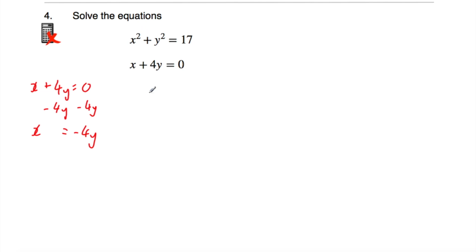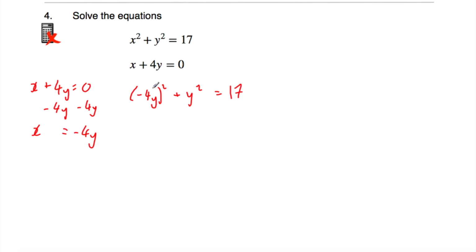So let's do that. Instead of x squared, we're writing minus 4y squared, but be very careful here. Because it's x squared, instead of writing minus 4y squared, we're going to write in brackets minus 4y, squared. It's very important that you put brackets around that minus 4y, because if you just write minus 4y squared, it actually means something very different to minus 4y, all squared. So we've replaced our x with our minus 4y, making sure we put that in a bracket. Then we've still got our plus y squared, and that is equal to 17.